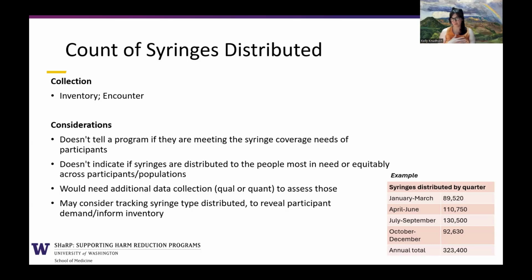We don't believe programs need to track syringe type, but they may want to. And we don't believe that information needs to be reported outside of the organization. Lastly, each indicator includes an example to think about what this might look like in reporting. So here we have an example of what it might look like to report total syringes out by quarter.